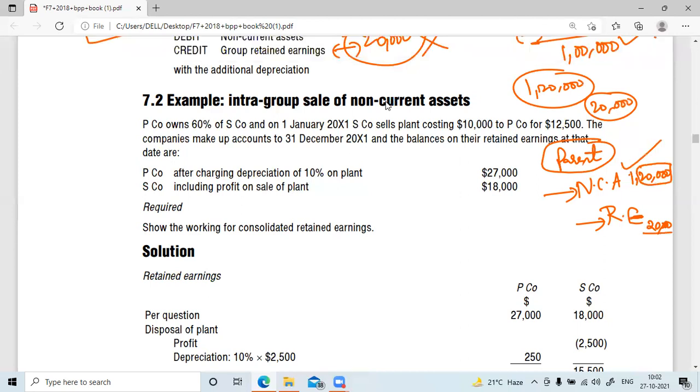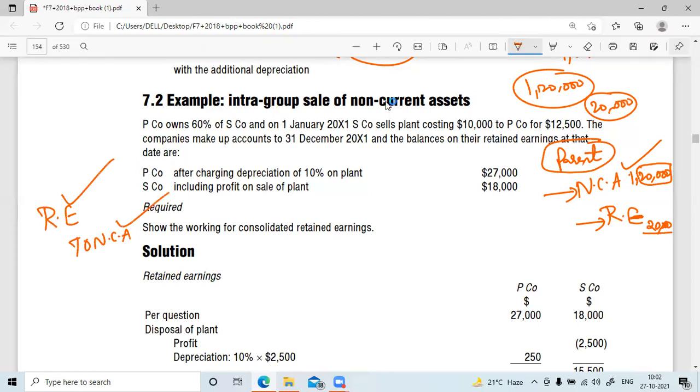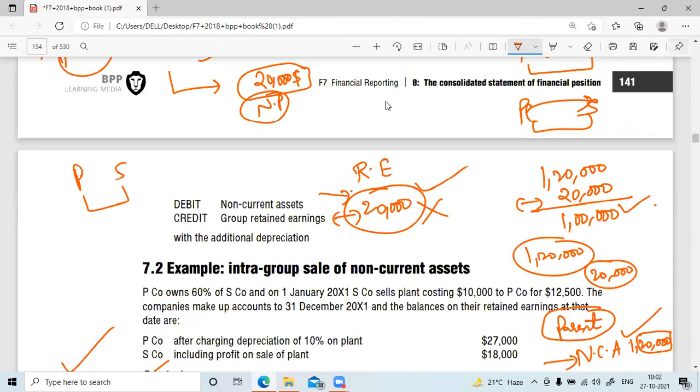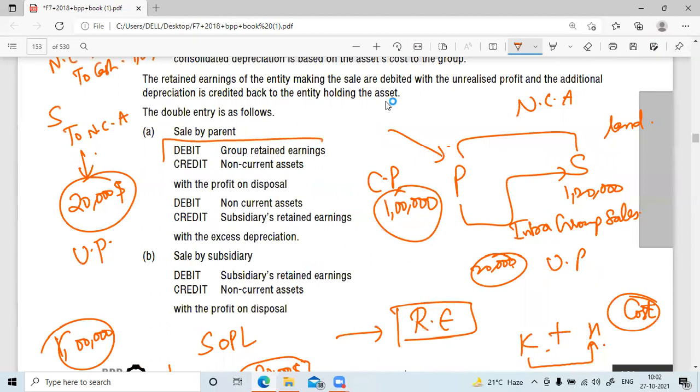So what will be the consolidated adjustment? Retained earnings 20,000 to non-current assets. So this is debited and this is credited. You can see this.